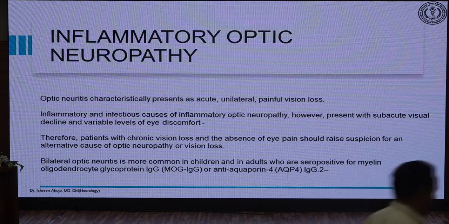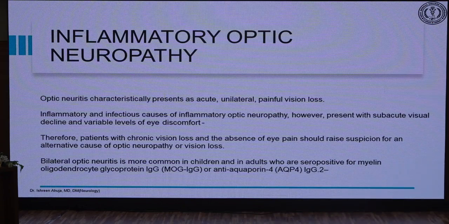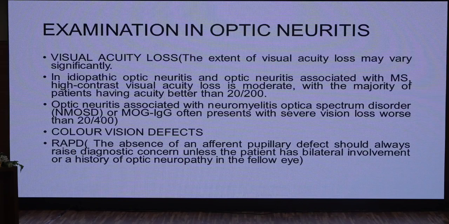Bilateral optic neuritis is much more common in children and adults who are seropositive for MOG antibodies or NMO antibodies. Coming to the examination of patients with optic neuritis, these patients usually present with visual acuity loss. It is seen that in patients of idiopathic optic neuritis and multiple sclerosis, the visual acuity loss is not that severe as compared to patients of NMO and MOG antibody disease.